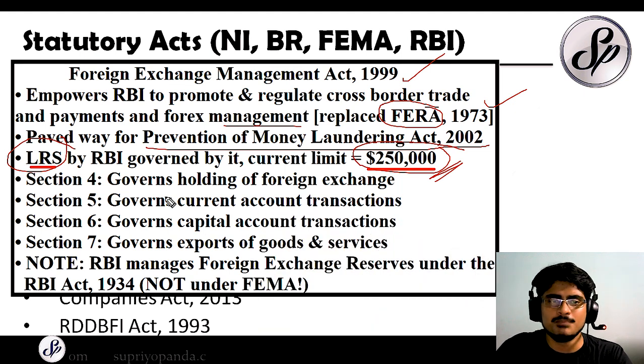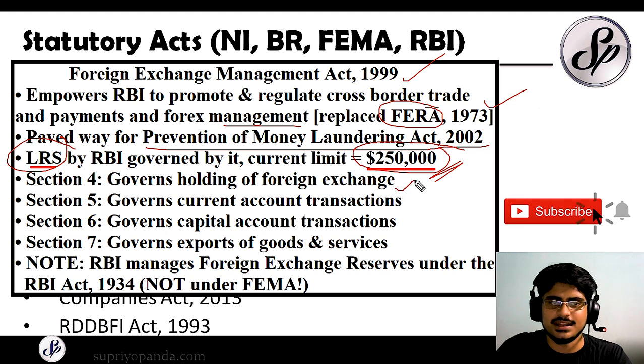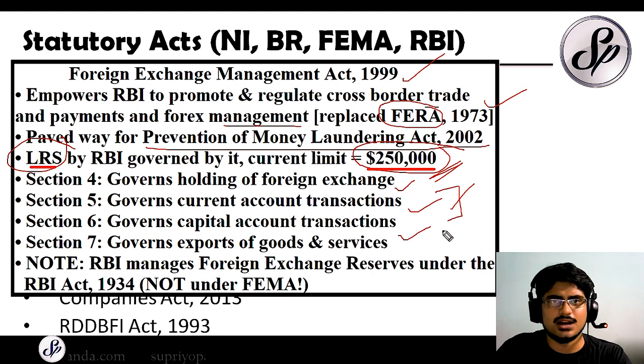Now section 4 actually governs the holding of foreign exchange. Section 5 governs current account transactions. Section 6 governs capital account transactions, and these two different types of accounts we are going to discuss, so don't worry about it. Section 7 governs export of goods and services.